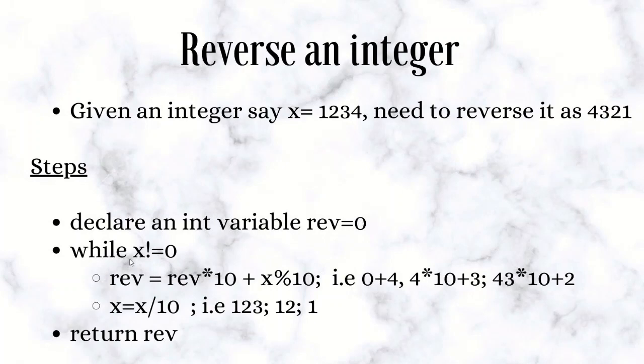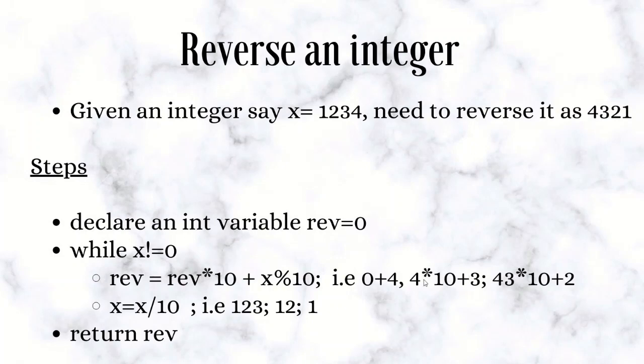And we are creating a loop that continues till x reaches 0, and we are using this formula to calculate the reverse. In the first iteration, our reverse is 0, so it will be 0 plus 4, that is x percent 10. X percent 10 means the modulus. If you divide 1, 2, 3, 4 by 10, you will get 4 as the remainder. So in the first iteration, reverse is 4.